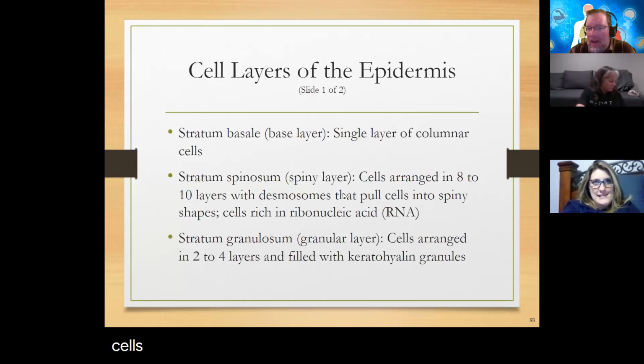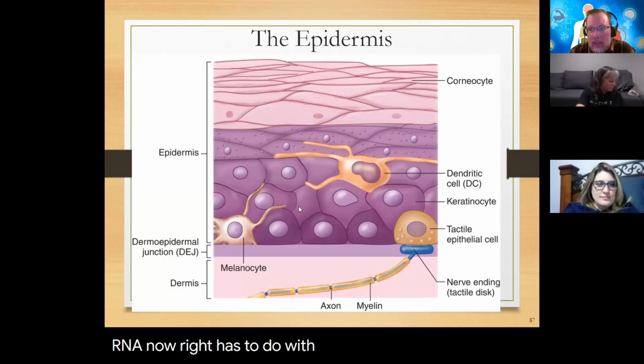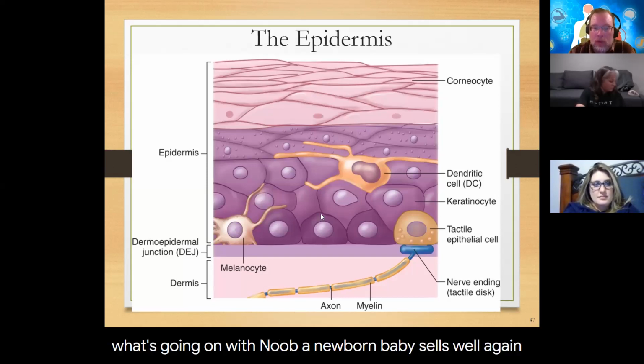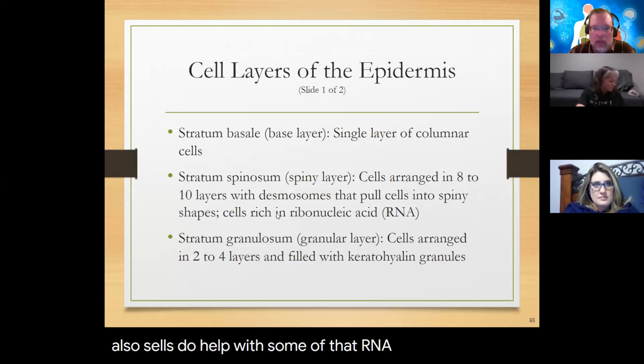A lot of RNA is in the spinosal layer. We know RNA now, right? It has to do with protein and protein synthesis. What's going on with newborn baby cells? Well, again, they need food, they need protein. There's a lot of mitosis going on. There's a lot of transcription and translation. There's a lot of RNA need going on. So spinosal cells do help with some of that RNA stuff. So they're very rich in RNA.